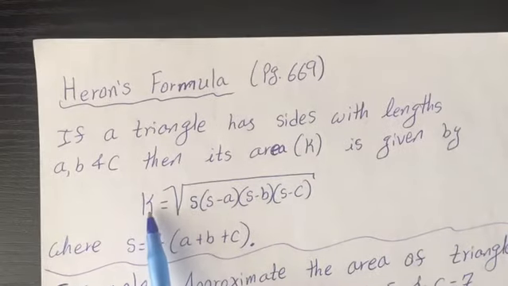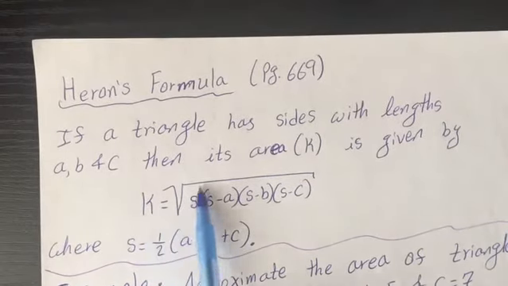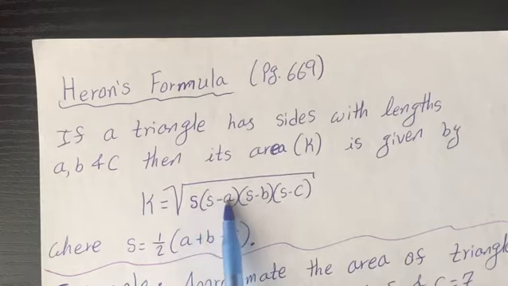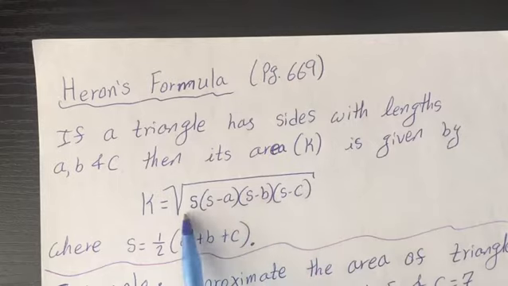The area would be equal to the square root of S times S minus A, times S minus B, times S minus C, where A is side A, B is side B, C is side C, and S in this case would be equal to half of the perimeter. And the perimeter of a triangle is basically the distance around the shape. So side A plus side B plus side C, divided by 2, or half of whatever that sum is.